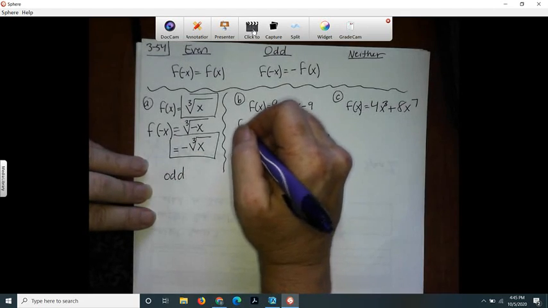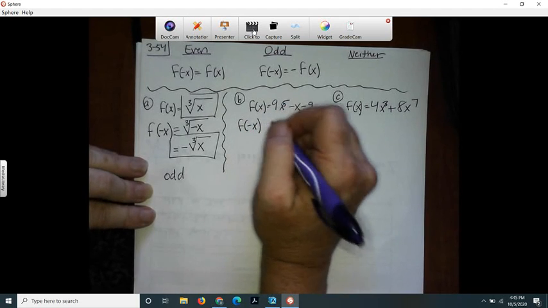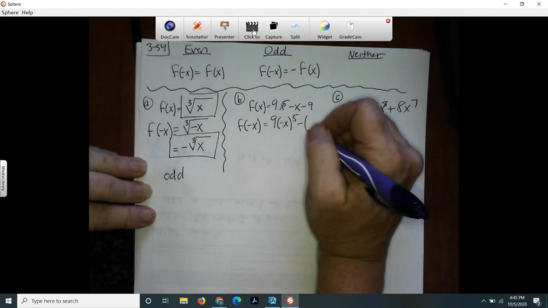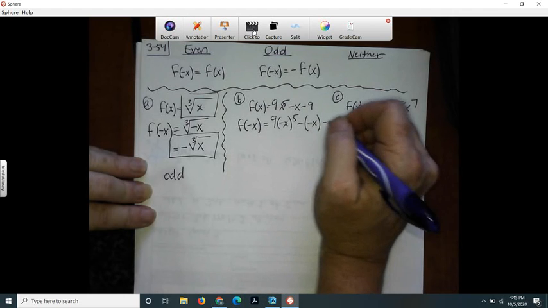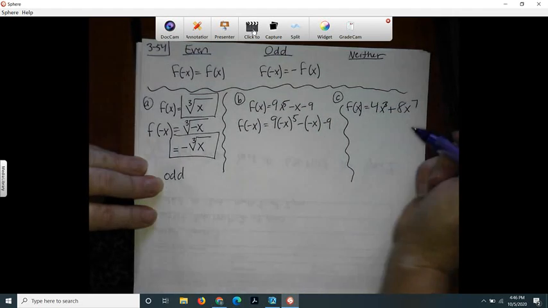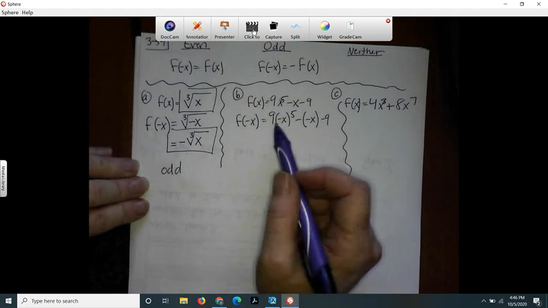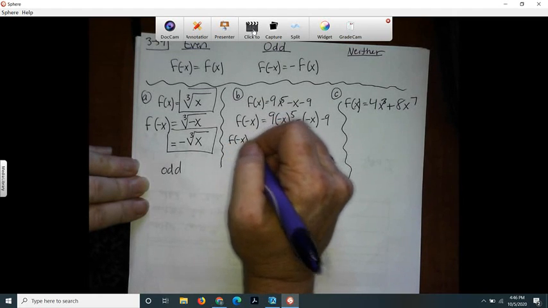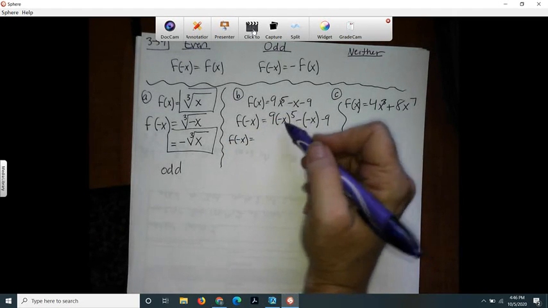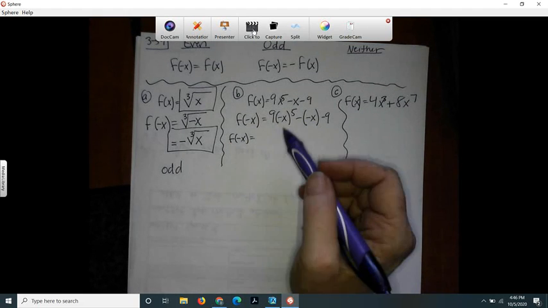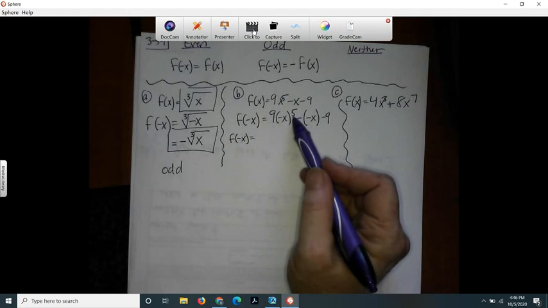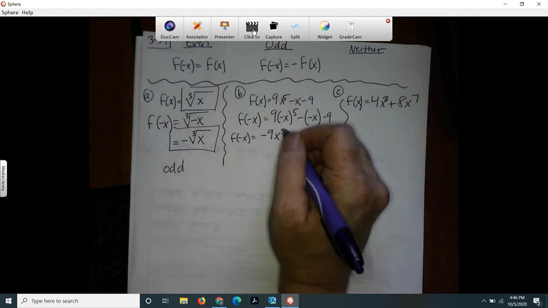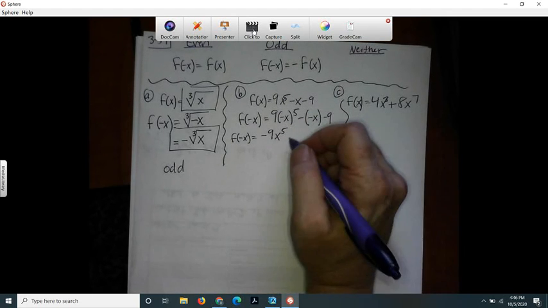Okay, let's find out what f of negative x is here. So I plugged in negative x everywhere, and so f of negative x is equal to negative x to the fifth. A negative raised to an odd power is going to be a negative. So I can rewrite it as negative 9x to the fifth, and then a negative times a negative is a positive.